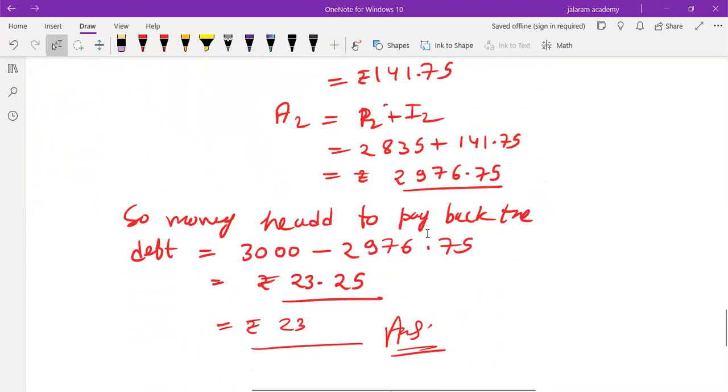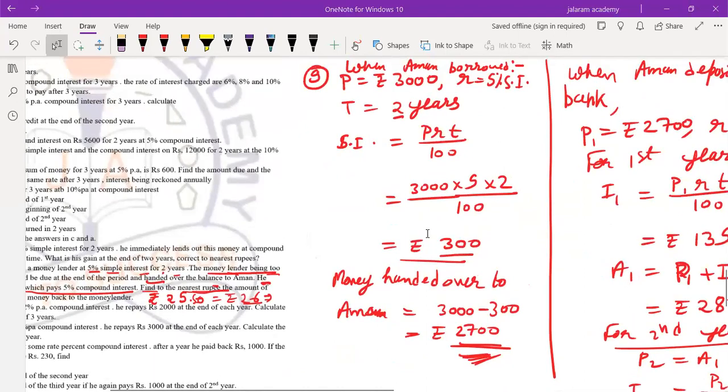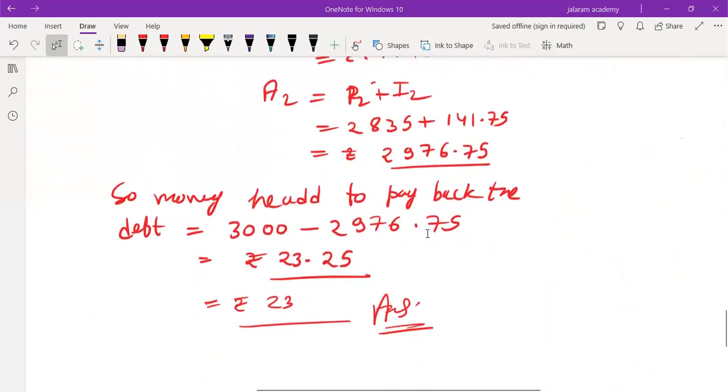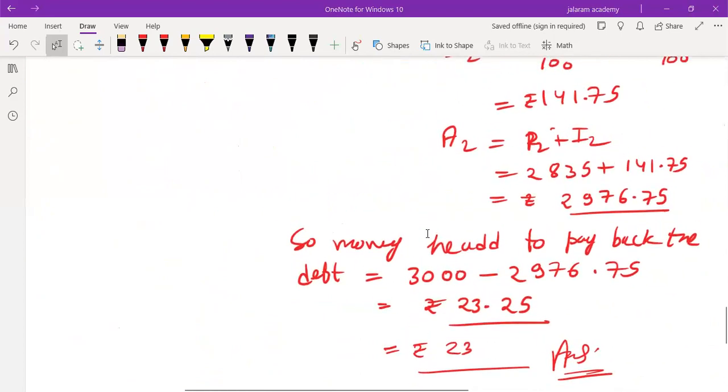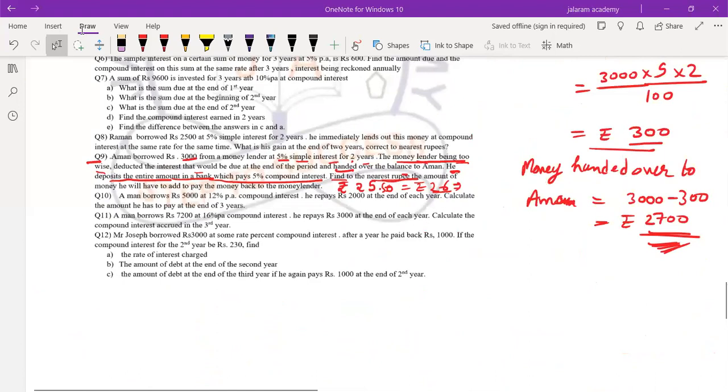So practice this question also, a very important question in compound interest. This way it can be solved easily.